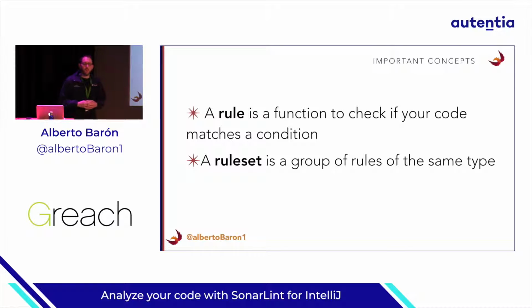First of all, I want to explain some concepts which I consider important. A rule, which is a function to check if our code matches a condition. And the rule set, which is a group of rules of the same type. We are going to see now the categories and the priorities of the different rules.